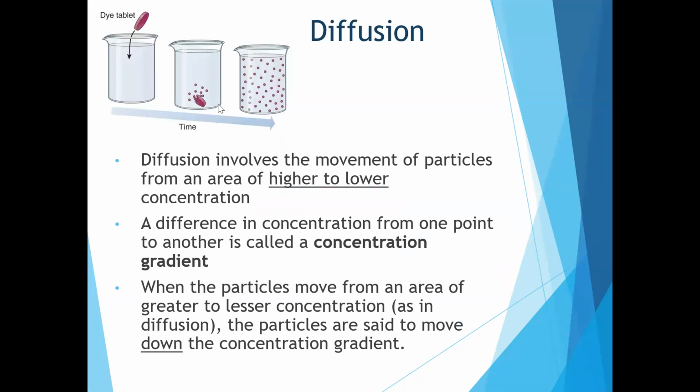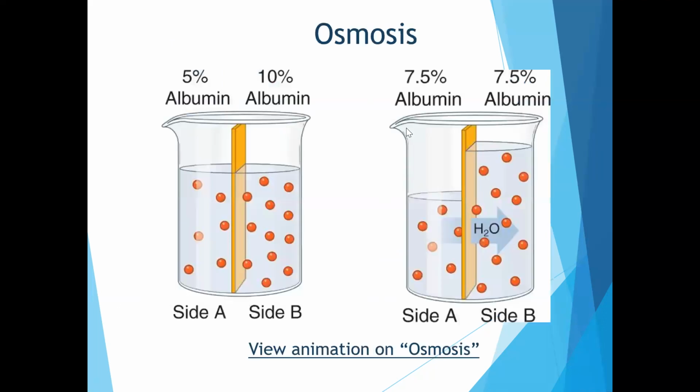As we said, we're going to move from an area of high concentration to low concentration. The difference in concentrations is known as the concentration gradient. So when particles move from an area of greater to lesser concentration, it's moving down the concentration gradient. Think high to low, it's going down the concentration gradient.